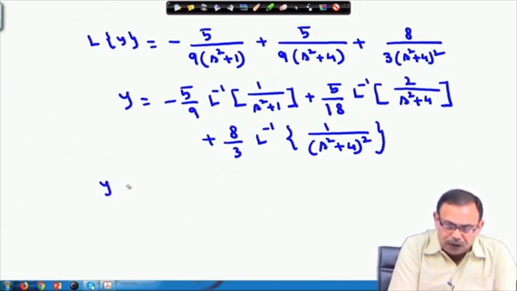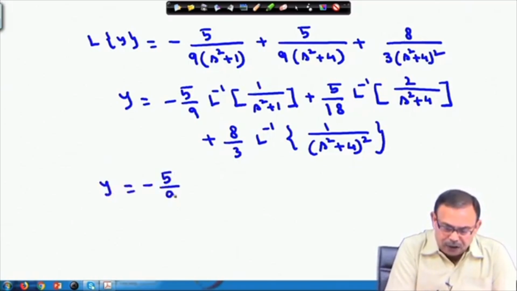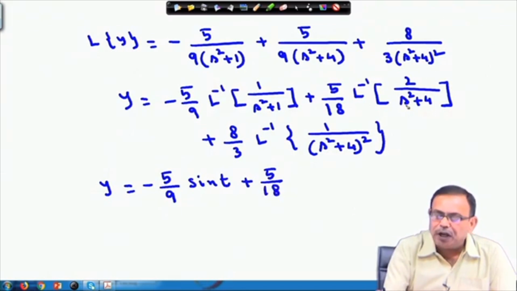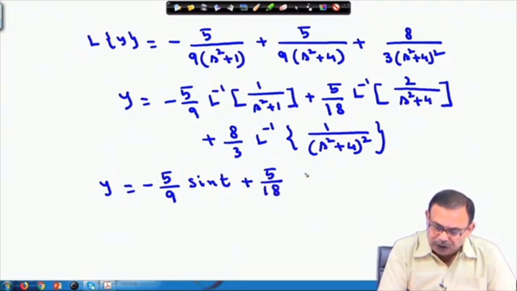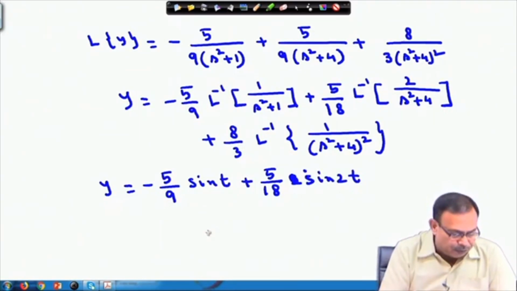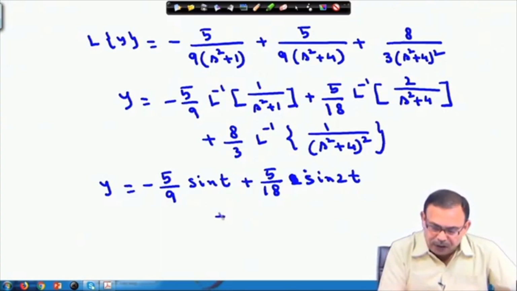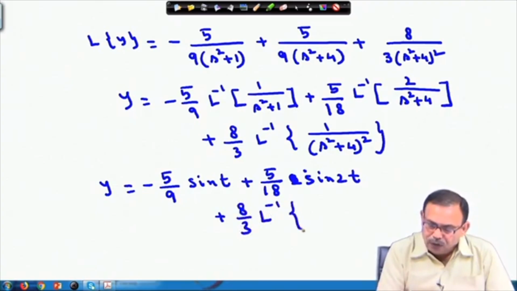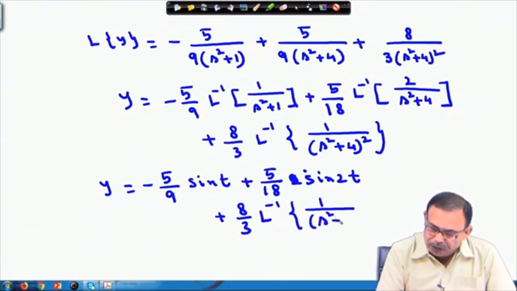So, y equals minus 5 by 9 times the inverse of 1 by s square plus 1, that is sin t, plus 5 by 18 times the inverse of 2 by s square plus 4, that is a by s square plus a square. So, 2 will come and this will be only sin 2t: 5 by 18 into sin 2t, plus you are having 8 by 3 into Laplace inverse of 1 by s square plus 4 whole square.